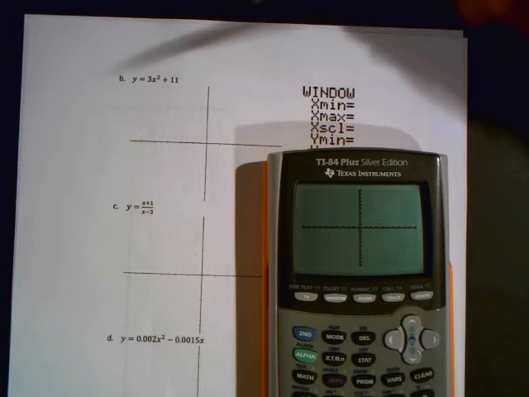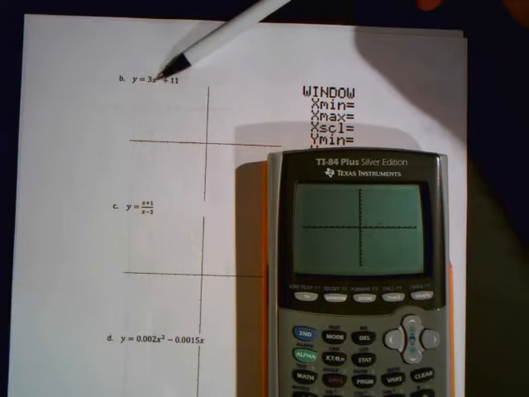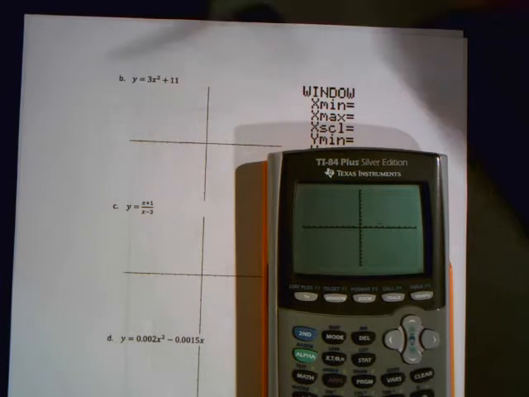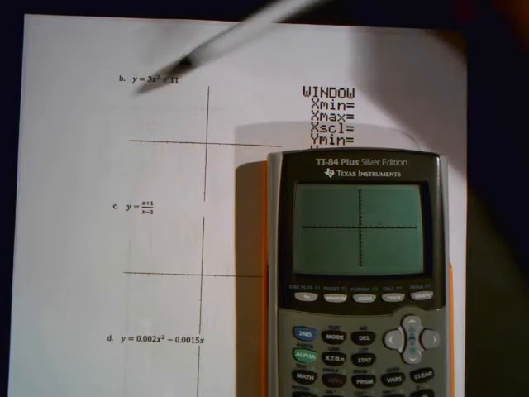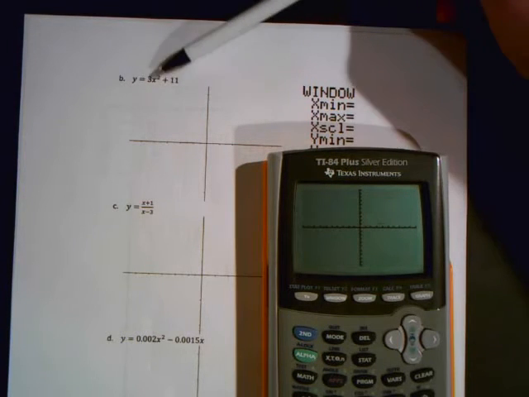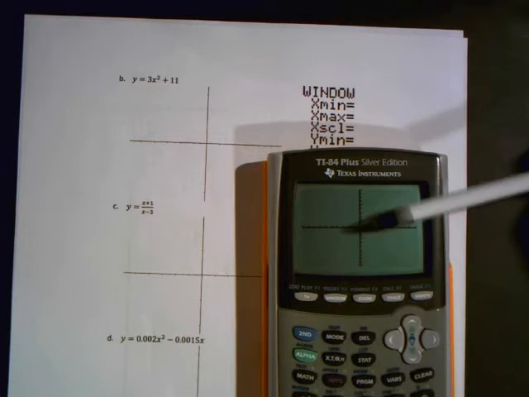Well, think of what happens if I plug 0 in here. If I plug 0 in, I get 3 times 0 plus 11, that's 11. So I've got the point (0, 11). I'm up off the top of the graph. If I plug 1 in, 1 squared is 1, 1 times 3 is 3, 3 plus 11 is 14. Again, I'm up off the graph.